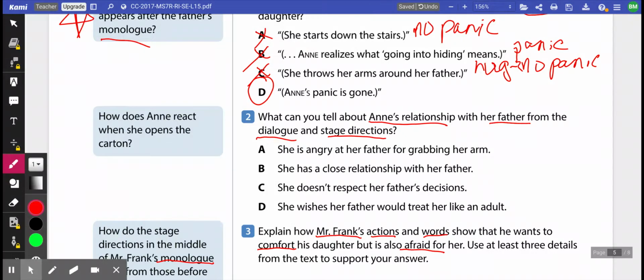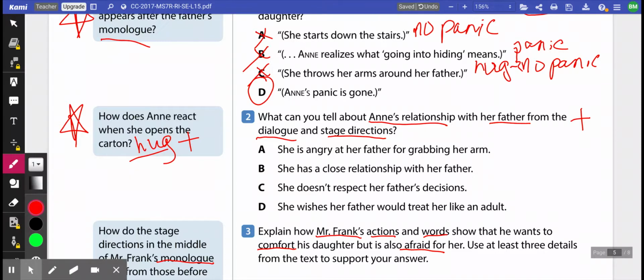Number two, our close reading hint over here says, how does Anne react when she opens the carton? So that's her, what does she do? We already read that she hugs her dad. She loves her dad. She hugs him. That's a positive trait. So number two says, what can you tell about Anne's relationship with her father from her dialogue and stage directions? Well, we already know that it's something positive, okay?